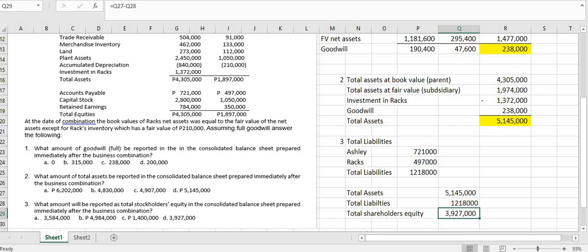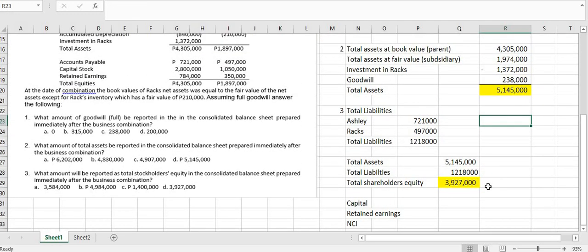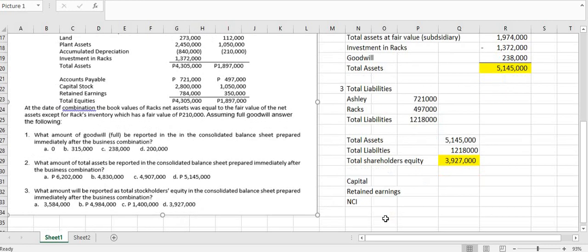3,927,000. Or simply, yung pag-compute mo sa total stockholders' equity, you just have to add the equity accounts, diba? Kasi ma-eliminate naman yung equity account ni subsidiary in preparing consolidated financial statements, diba? So therefore, yung equity account in the consolidated balance sheet is actually the equity account of the parent.